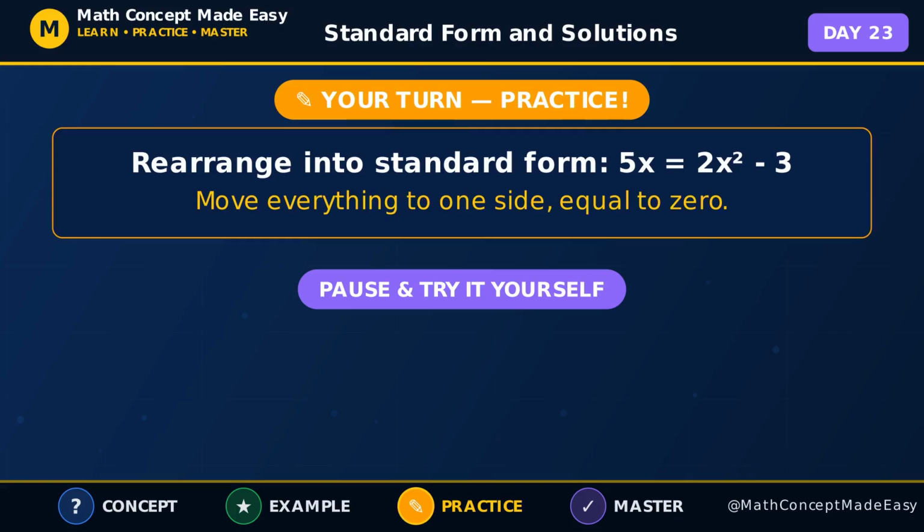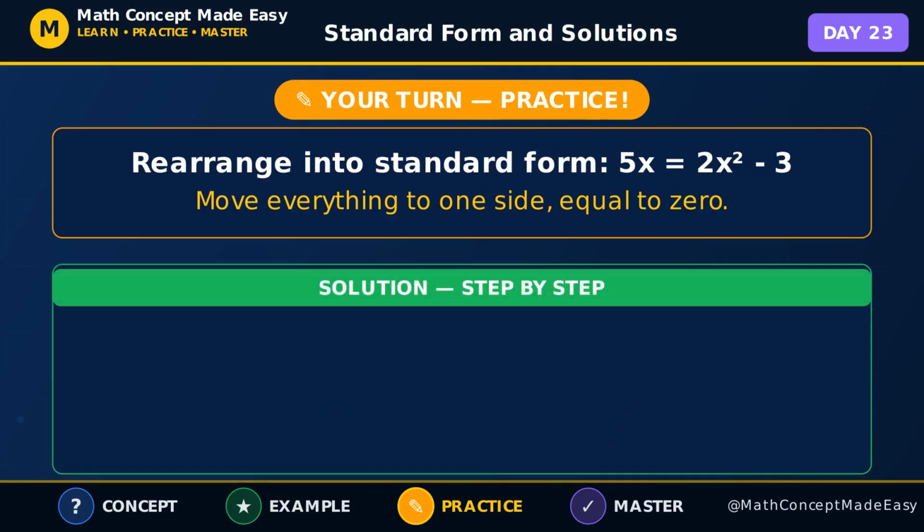5, 4, 3, 2, 1. Okay, let us solve it together. 2x squared minus 5x minus 3 equals 0. Which means a equals 2, b equals -5, c equals -3. How did you do? If you slipped anywhere, rewind and watch that step again. That is exactly how strong students learn.